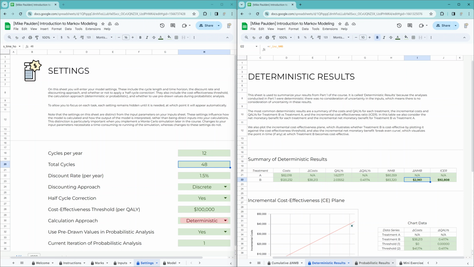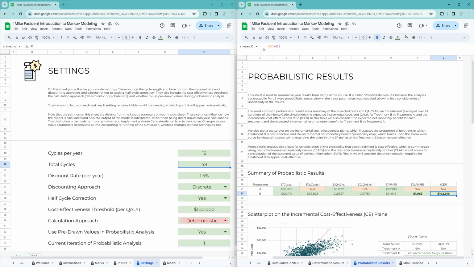In the probabilistic analysis, what we find is that the ISA is above 100,000 and the expected incremental net monetary benefit is negative. So that finding that I mentioned in the previous video still holds. You get different results in the probabilistic analysis as you do in the deterministic analysis. But we just need to be careful to make sure that we set the calculation approach to deterministic before making that comparison, right?